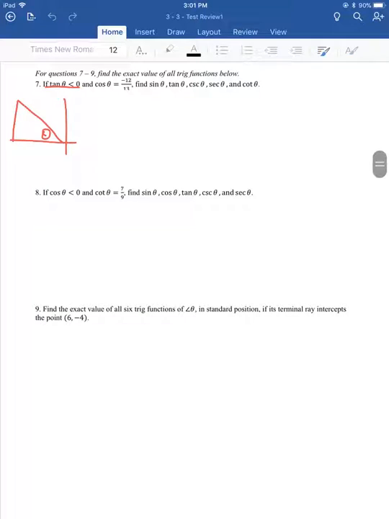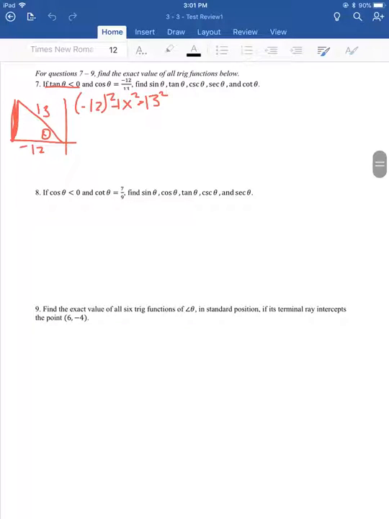Cosine is adjacent over hypotenuse. So this is negative 12 and 13. Okay, a lot of us on our quiz made the mistake of saying that this here is 13, but you have to make sure you're labeling appropriately. Then when you do the Pythagorean theorem, you have to plug in your hypotenuse for c. So this is negative 12 squared plus x squared equals 13 squared.